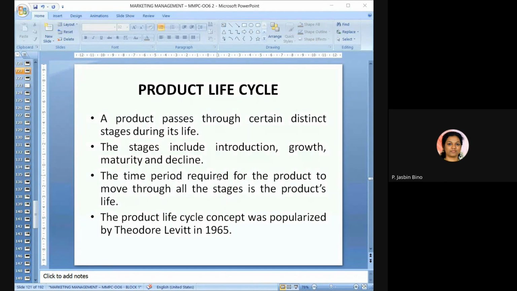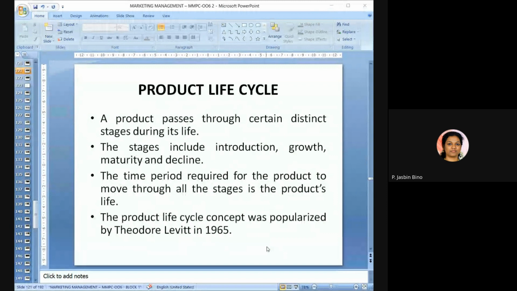So the next topic is product life cycle. Normally, every product should pass certain stages during its life. That is, from the formation of the product till the product goes into decline and is stopped. Or from the birth till the end date of the product, it has to pass through various stages. So normally, the stages are classified and categorized into four: introduction phase, growth phase, maturity phase, and decline phase. These are the four stages in the product life cycle.